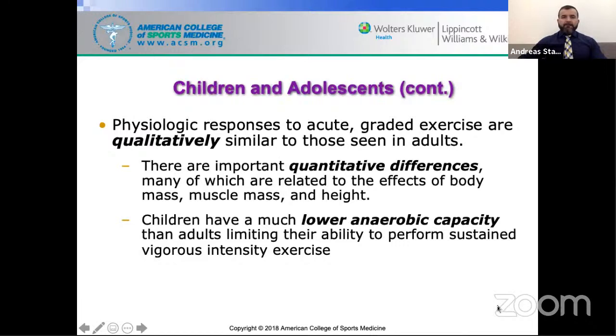This here is important. It says, and I want you to think about it, graded exercise responses are qualitatively similar to those in adults. What does that mean? So they're not quantitatively, they're qualitatively. Think about it for a second. What does that mean?